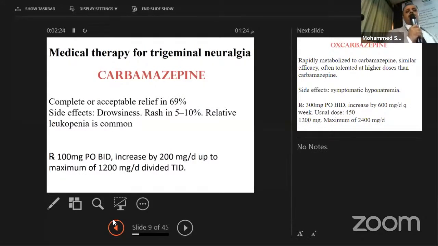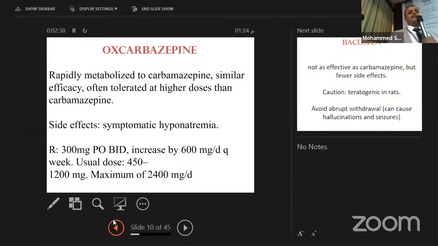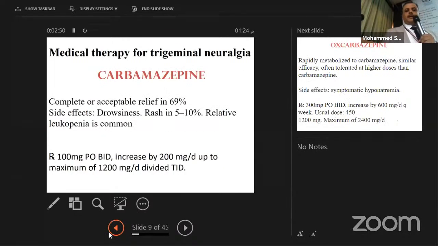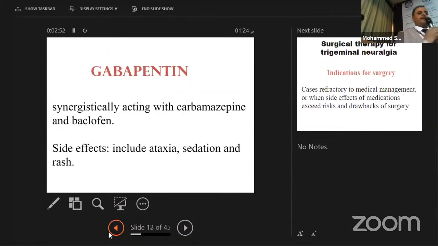We start with carbamazepine, Tegretol. Complete relief reaches 70%. Side effects sometimes make some patients unable to tolerate this drug. At these doses, as you see, oxcarbazepine is metabolized more rapidly than carbamazepine, with fewer side effects than carbamazepine. Then baclofen and gabapentin.